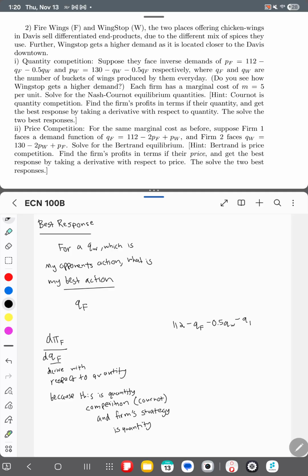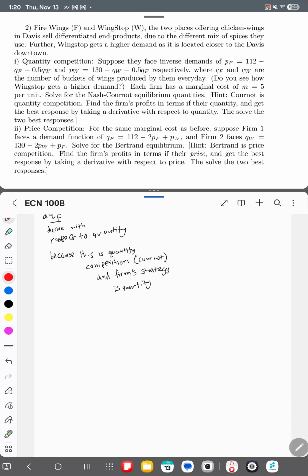So Firewings' best response is that equation. It's an equation. You could also think about Wingstop's best response. How would you do it? Let's use a different ink. So let's do the same. Now for Wingstop. How would we do it?